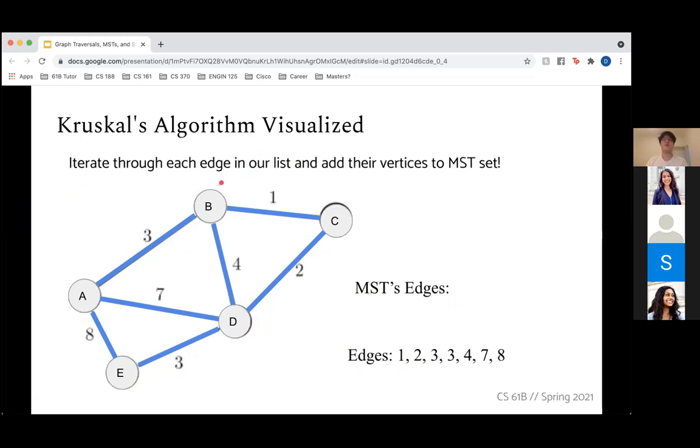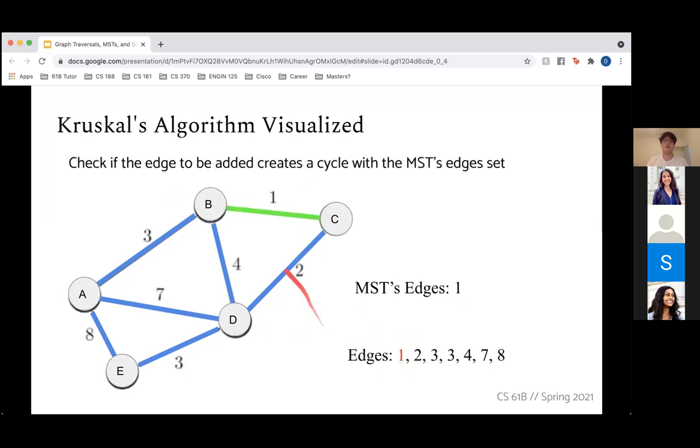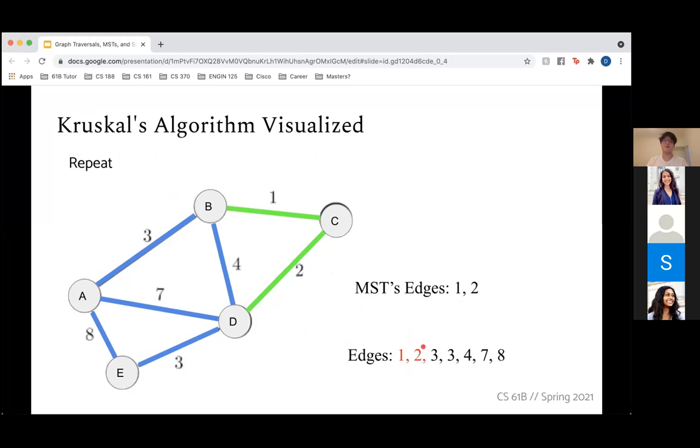Next, we're going to iterate through the edges within our ordered list and try to add them into our MST set. First, we look at the first element within our ordered list, which is 1. You can see the edge between B and C, which is 1, and we can add this edge into our MST. Next, we go to our next element, which is 2. We can add it into our set of MST edges.